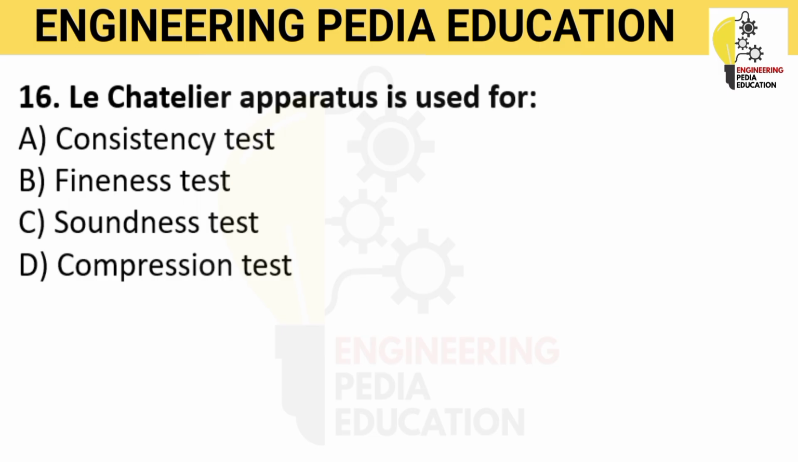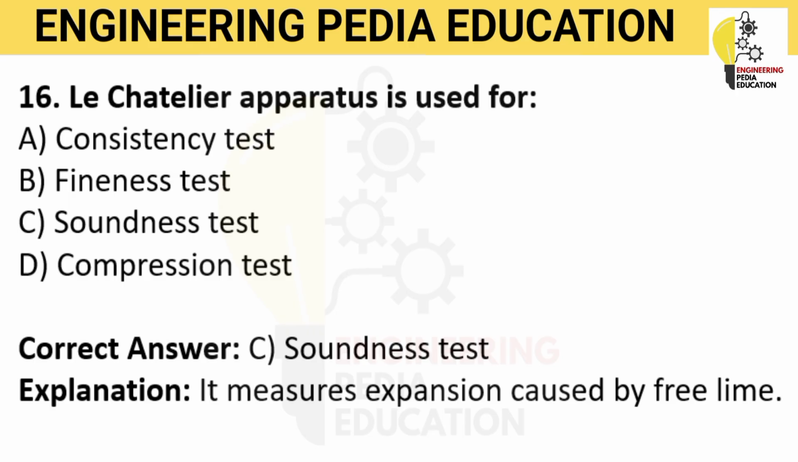Now, talking about it: the Le Chatelier apparatus is used for which test? It's used for the consistency test, fineness test, soundness test, or compression test. So the correct answer is soundness test. It measures the expansion caused by free lime.